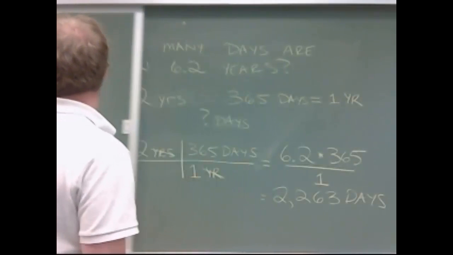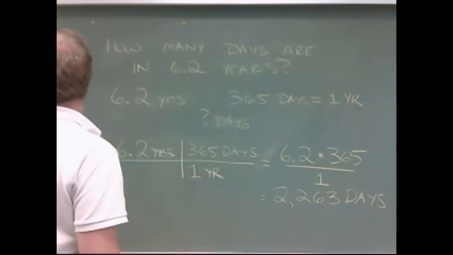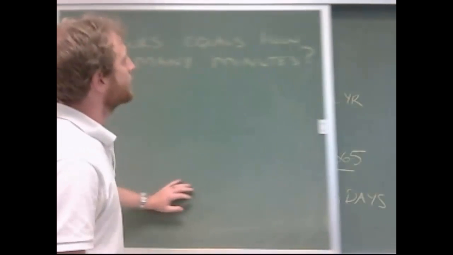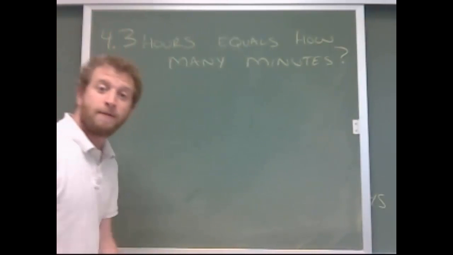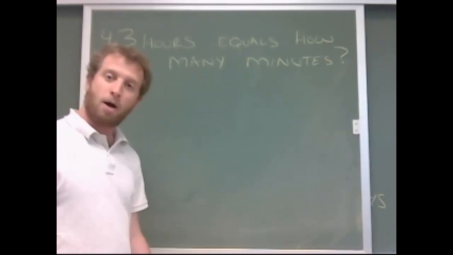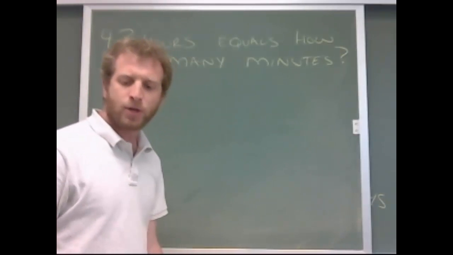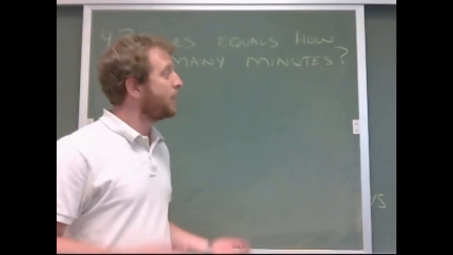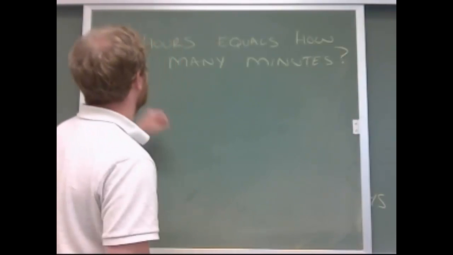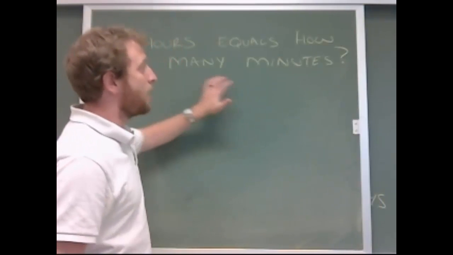Let's do this one. Okay, so for my next one, 4.3 hours equals how many minutes? Okay, it's not a metric conversion, so I can't use my bunny hop. Got to use my factor labeling. So, I've got 4.3 hours equals how many minutes?